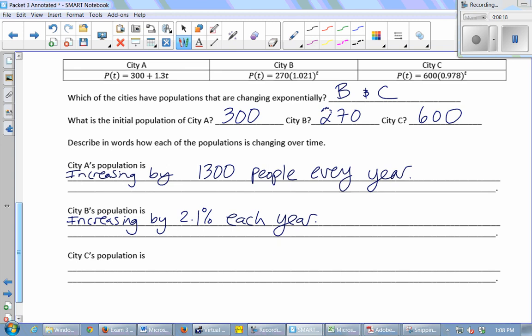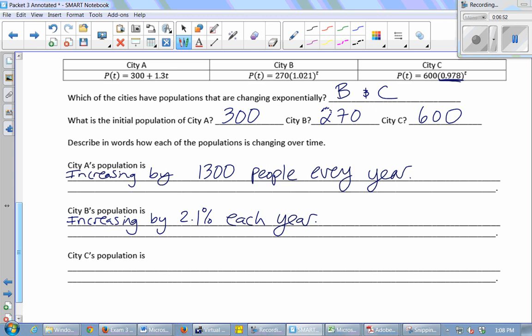It's definitely decreasing because my multiplication factor is less than 1, right? If you multiply 600 by a number smaller than 1, you're going to have fewer than 600 people, right? So this means I'm starting with 600 people, and 97.8% of them are staying in town C, right? So what percentage is leaving then? 2.2%, yeah. So 2.2% is leaving.